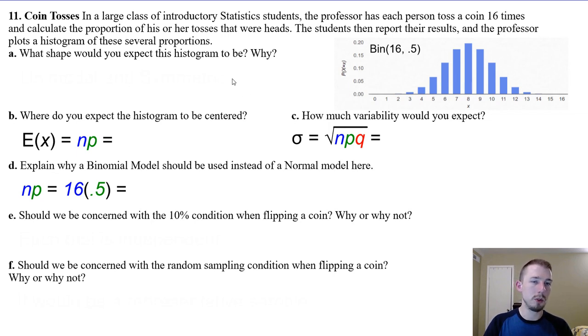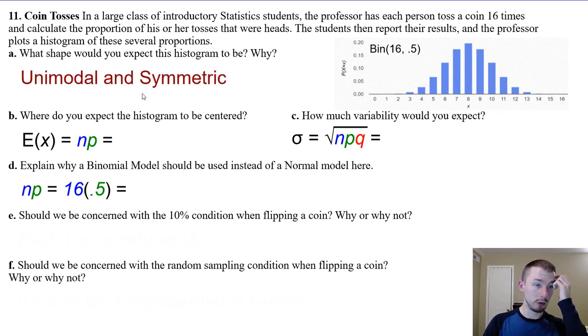So what shape would you expect it to be? Well, as we increase our sample size, eventually everything turns into a binomial or a normal model. So it would be unimodal and symmetric.